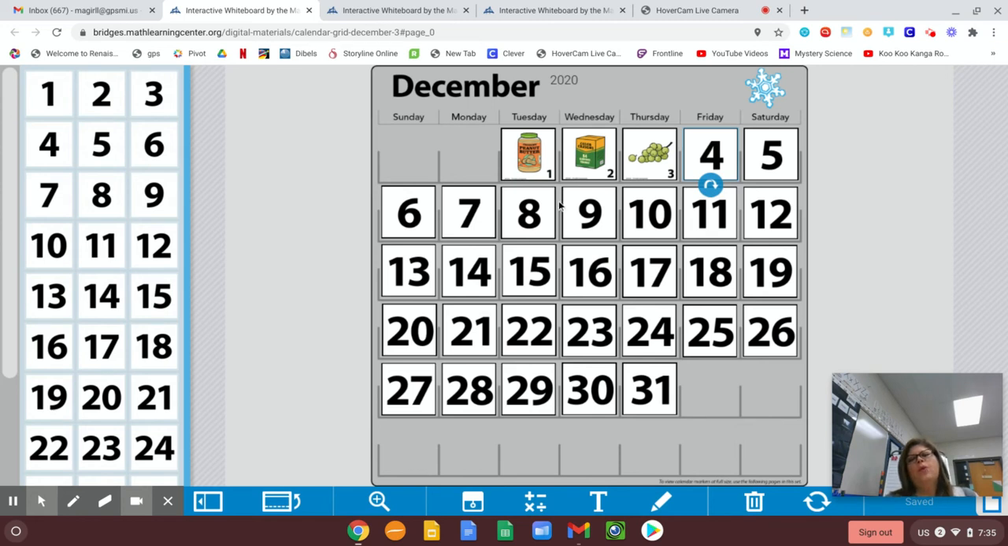For math today, we're going to start by looking at our December calendar. You'll notice that we have, for the first day of December, a jar of peanut butter. On the second day of December, we have a box of crayons. And on the third day, we ended up with some grapes. We've been talking about some three-dimensional shapes, and that's what each of these is representing, a different three-dimensional shape.